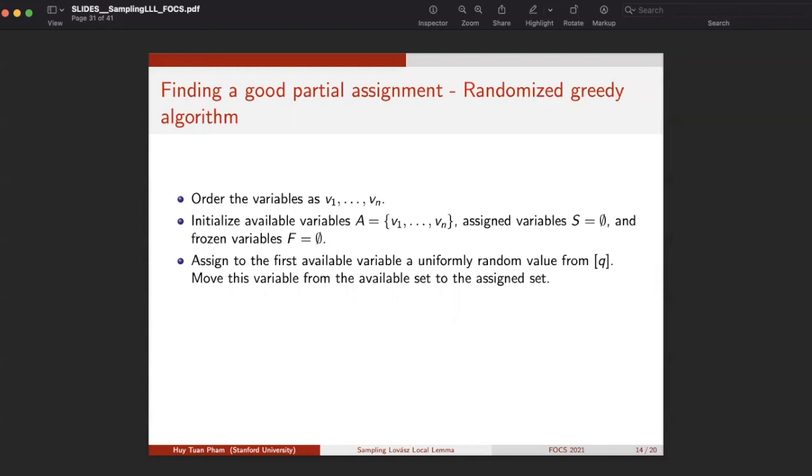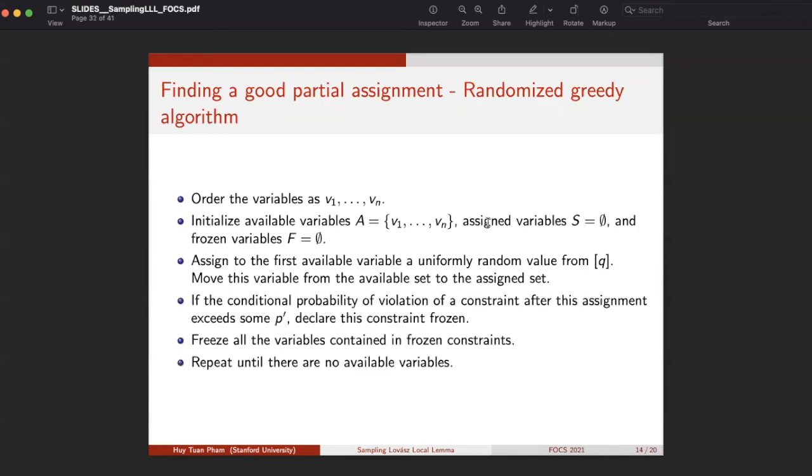After that, we will move the variable from the available set to the set of assigned variables. But after assigning each variable a value, we will go over the constraints and check if there is any constraint where the conditional probability of violation becomes too large. If it exceeds the threshold P prime, then we will declare the constraint frozen.